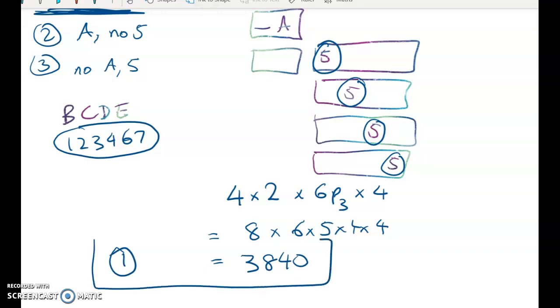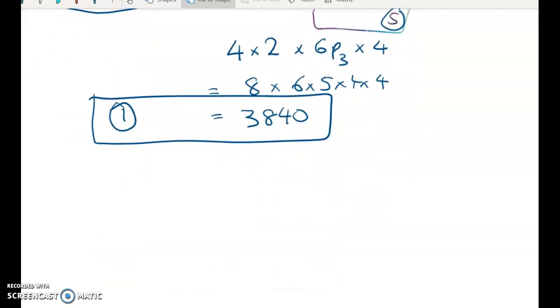So let's just put a box around that. That's the first one. Now we're going to do the same thing. We're going to do how many ways are there to get A with no 5. I can see I'm going to run out of time. So A, no 5 will be, I'm going to have A here, something else here, and no 5. So it's going to be 4 with A and no 5.